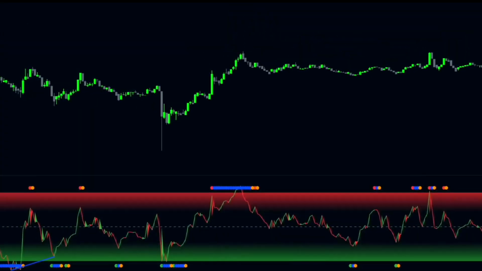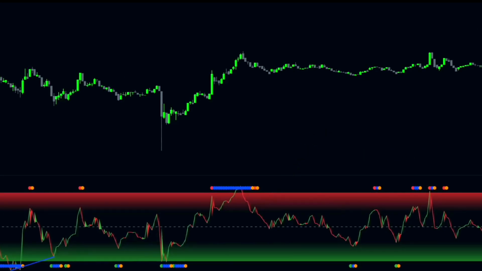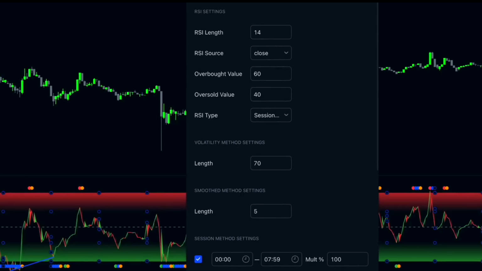The RSI Supreme Multi-Method is an advanced tool that enhances the traditional relative strength index by incorporating selectable manipulation methods. It not only identifies overbought and oversold conditions, but also detects divergences, offering deeper trading insights. Within the indicator settings, you'll find a range of customization options. The first section includes the RSI length, overbought and oversold thresholds, and RSI type. I recommend adjusting these levels to 60 and 40 for a more responsive reaction to price fluctuations.